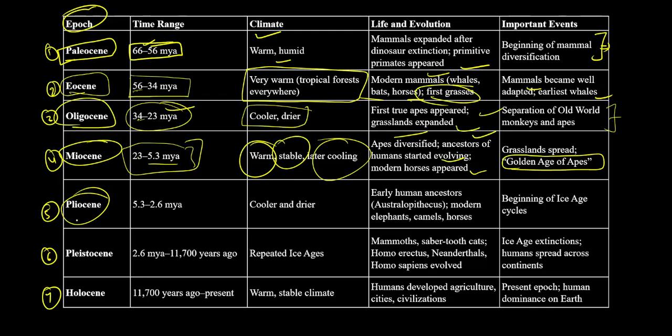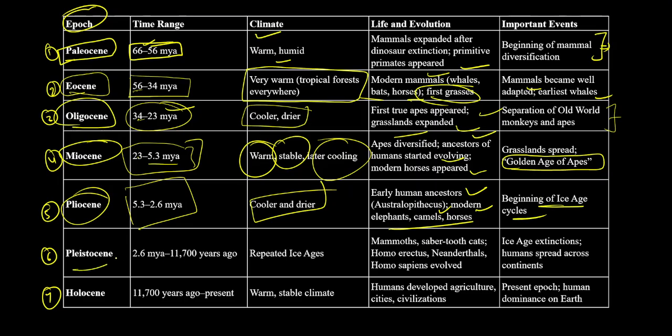Then Pliocene, 5.3 to 2.6 million years ago. The climate was cooler and drier. Early human ancestors like Australopithecus existed in this epoch, and modern elephants, camels, and horses were also there. And this was the beginning of the Ice Age cycle.